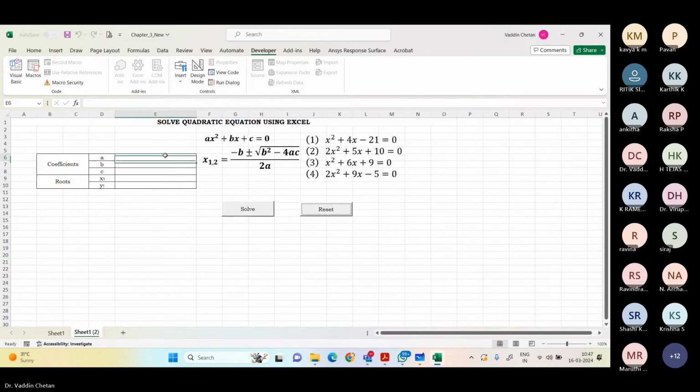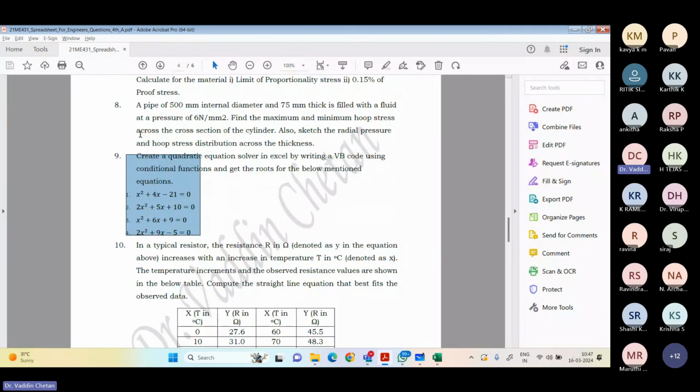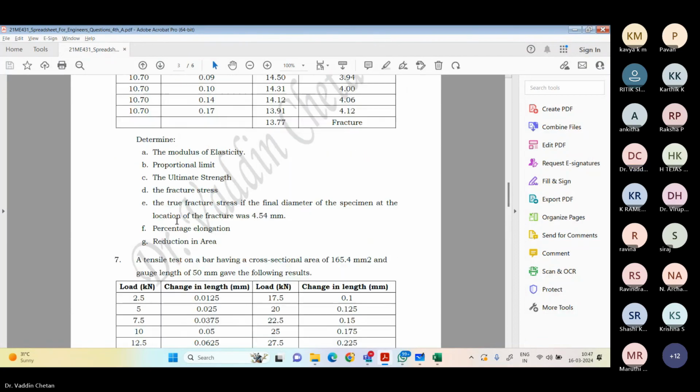Reset it. 2, 9, minus 5. That gives minus 0.5 and minus 5. There are two roots available. But it's very simple, right? So I have solved three major problems, that is quadratic equation solver and this and also this.